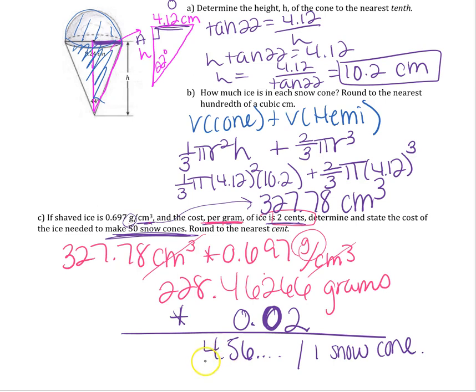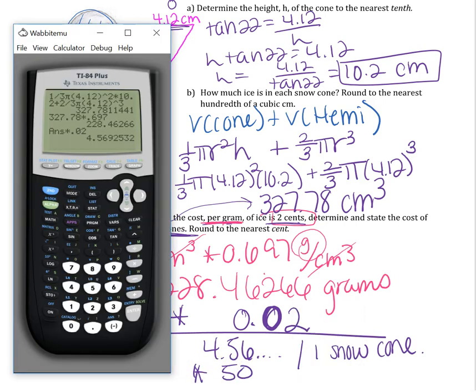Okay, so then going back. So it's about $4 to $5 for 1 snow cone, but you're making 50 snow cones, so we have to take that cost, multiply it by 50. To the nearest cent, it looks like we're doing $228.46.